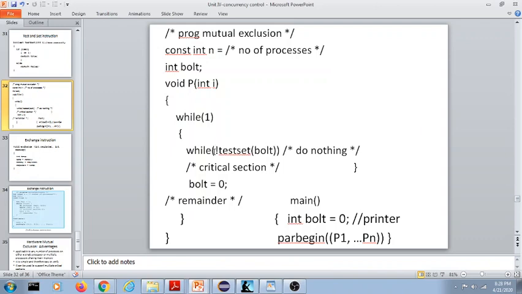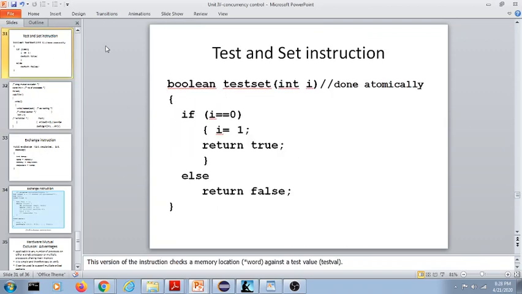If false is returned, then not of false will become true, and this while loop will be executed. This is an important thing to understand. It is not of test set bolt. So if your bolt is 1, then what is your test set instruction returning? If it is 1, then it is returning false. If it is 0, then only it is returning true.